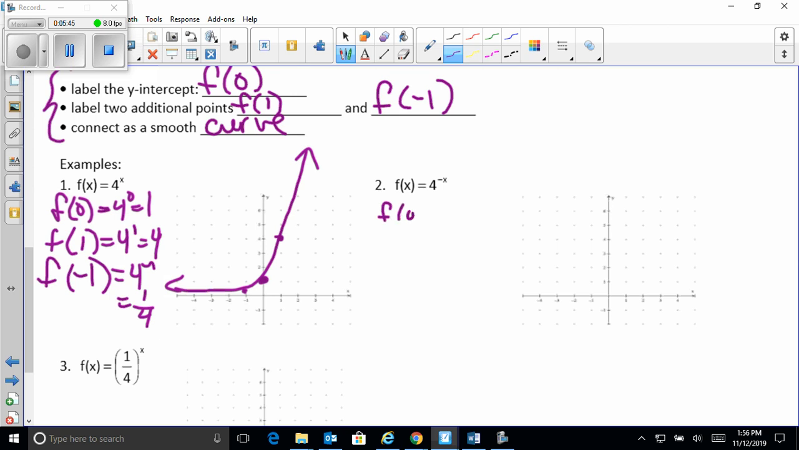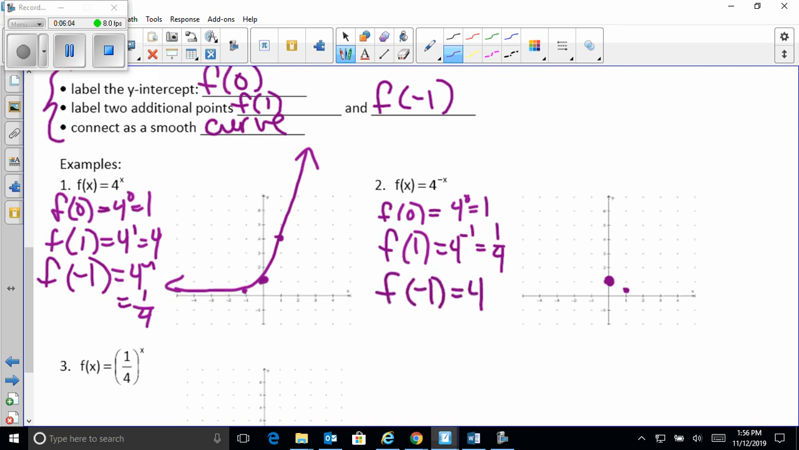So f of 0 would be 4 to the 0, which is 1, so it goes to that same point. f of 1 is going to be 4 to the negative 1, which is 1/4. And then f of negative 1 is going to be 4 to the first, which is 4. So yes, it was definitely flipped around, still has that same aspect, but it is going up.